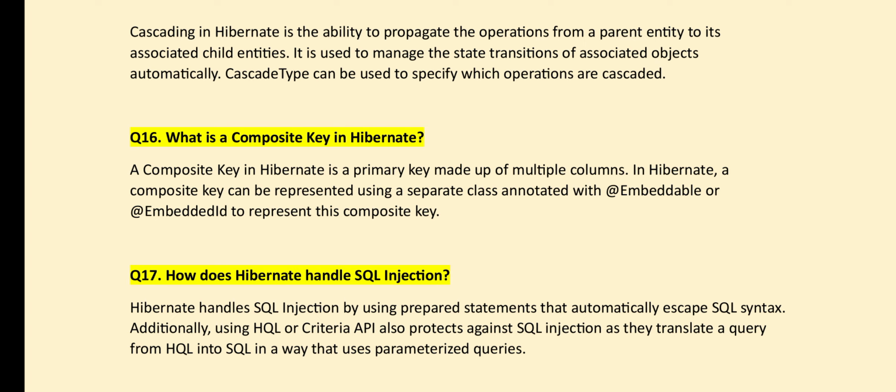How does Hibernate handle SQL injection? Hibernate handles SQL injection by using prepared statements that automatically escape SQL syntax. Additionally, using HQL or the Criteria API also protects against SQL injection and translates a query into SQL in a way that uses parameterized queries.